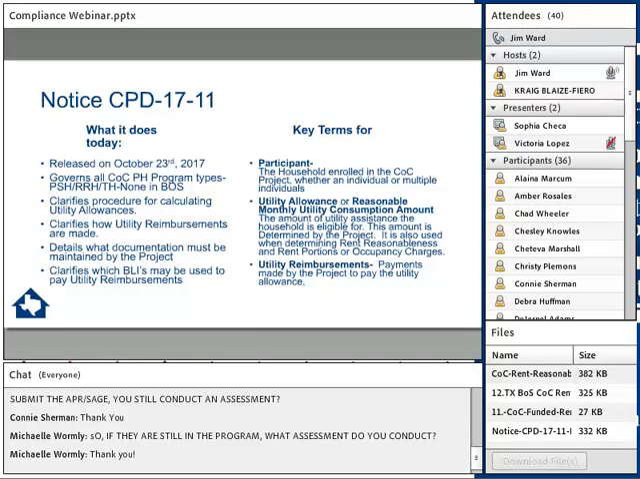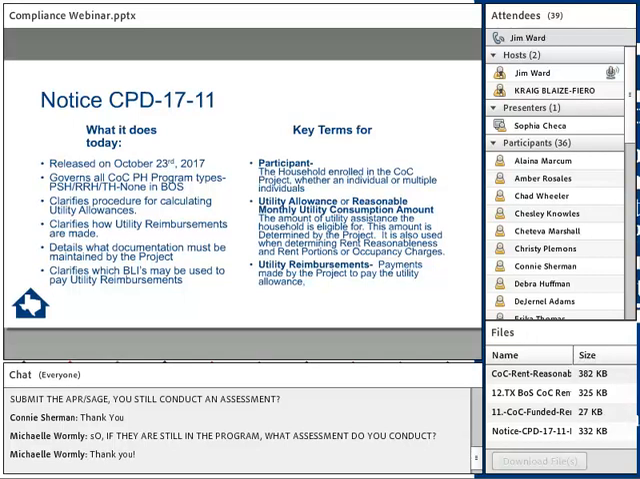So the other part of today's webinar, we're going to talk about Notice CPD 17-11. Notice CPD 17-11 was released on October 23rd of last year. It applies to all CoC-funded permanent housing project types. So that's permanent supportive housing, rapid rehousing, transitional housing. Note that we have no transitional housing in the balance of state, but we do have both permanent supportive housing and rapid rehousing. Further, there is a difference between rental assistance component type permanent supportive housing and leasing component type permanent supportive housing. There are different rules that apply to both.